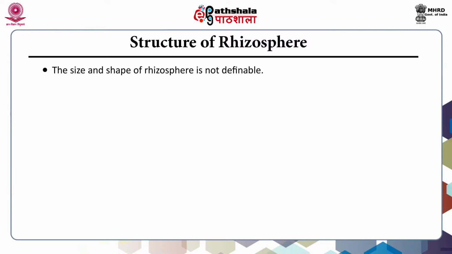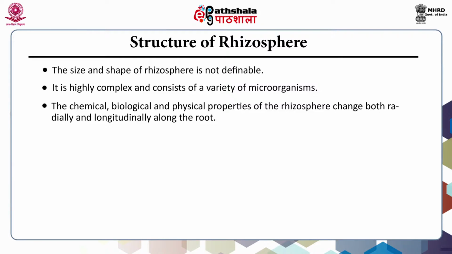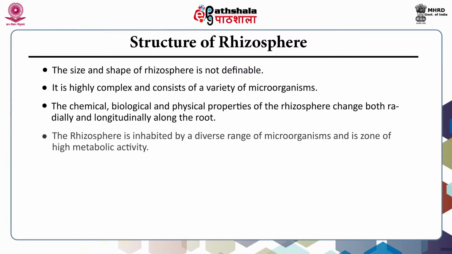Now, the size and shape of the rhizosphere is not definable. It can vary or it can be as complex as made by the microorganisms. The chemical, biological and physical properties of the rhizosphere keep changing along the root. In some places the microorganism population will be dense, some will be low. It keeps varying along the root region. The rhizosphere is always inhabited by a diverse range of microorganisms and is a zone of high metabolic activity.